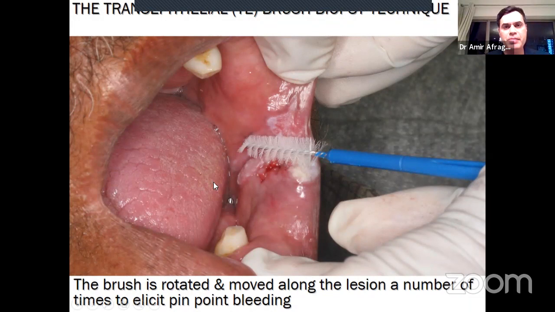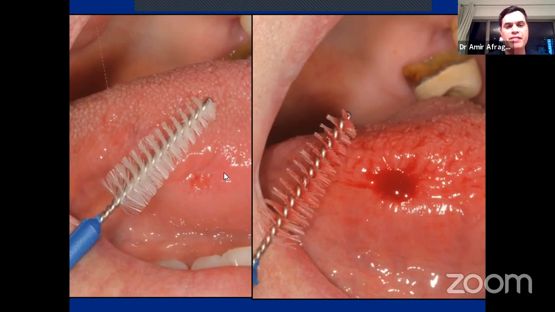This is a picture to represent the transepithelial biopsy procedure. You have a white lesion on the labial mucosa, and here we use a cervical brush, which is rotated along the lesion a few times to cause pinpoint bleeding. We have another lesion here on the lateral border of the tongue, and we rotate the brush along the lesion several times to cause pinpoint bleeding. In this way, we know that we have sampled cells from all layers of the epithelium.